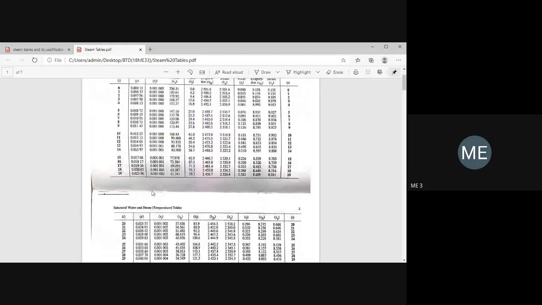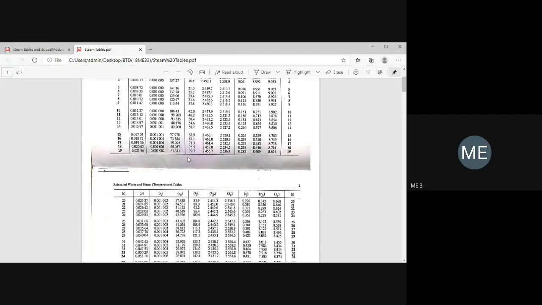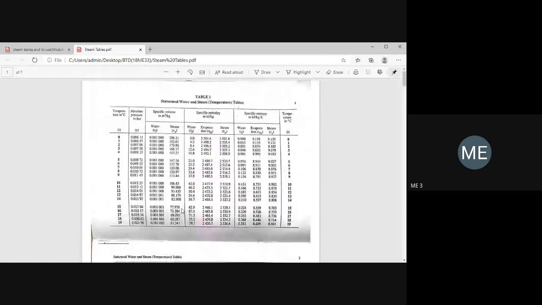For steam, the volume will be more, and it is represented by the symbol Vg. You remember Vg, and this is Vf. The specific volume of steam at 40 degrees Celsius is 19.546 meter cube per kg. Next, you have already studied hf, hfg, and hg.